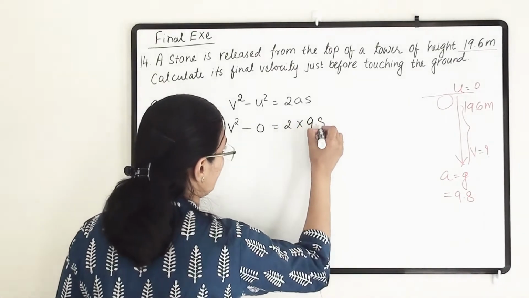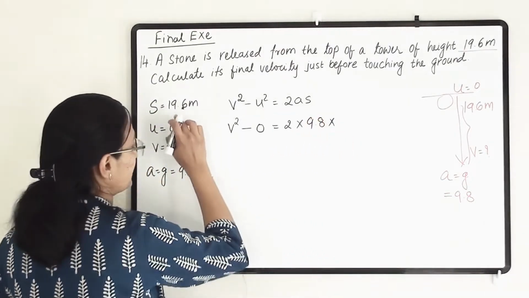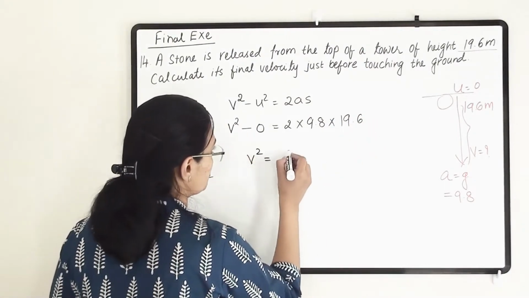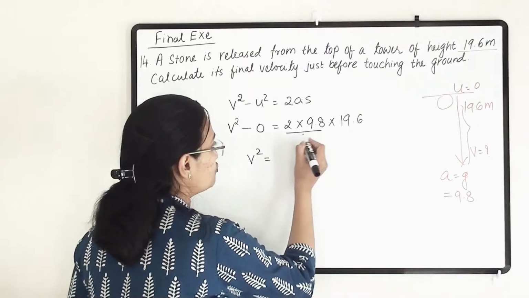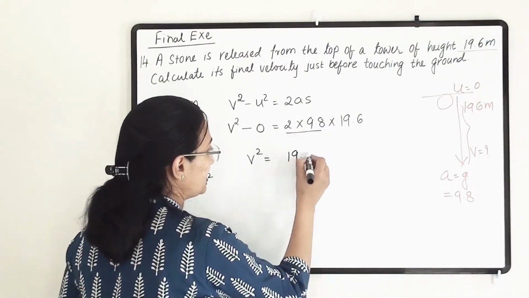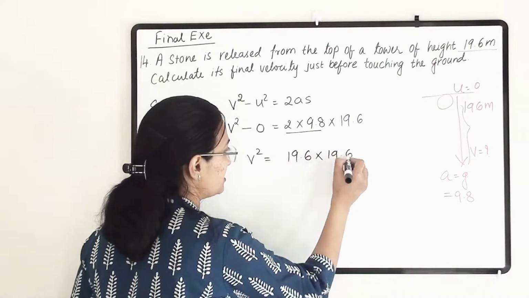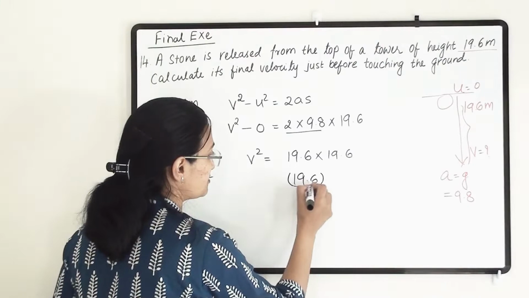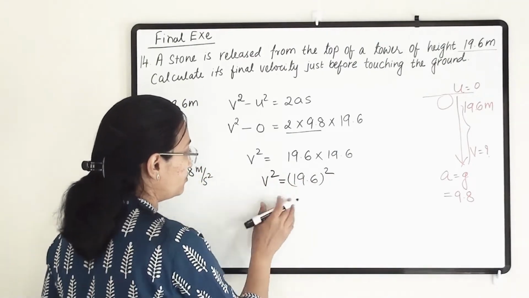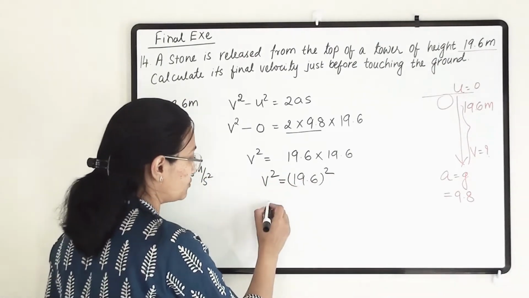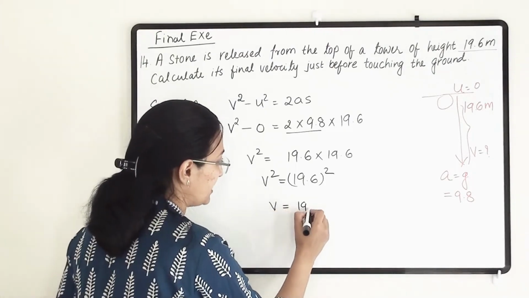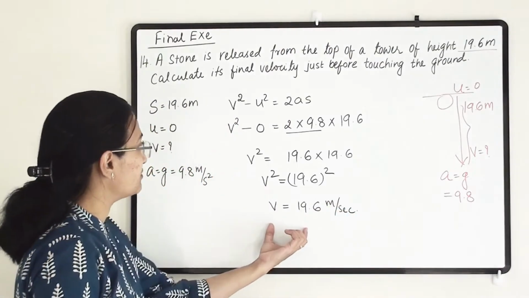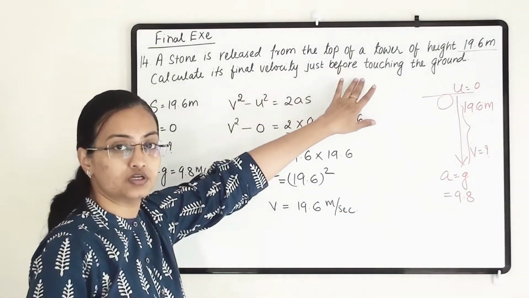And the distance we know is 19.6. So v square equals, now here when we multiply 2 into 9.8 we get 19.6. So 19.6 into 19.6. So this is 19.6 square equals v square. When we take the square root on both sides, we get v equals 19.6 meter per second. So this much final velocity it will gain just before touching the ground.